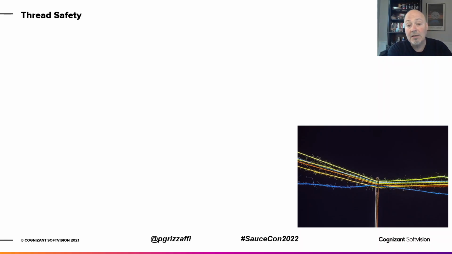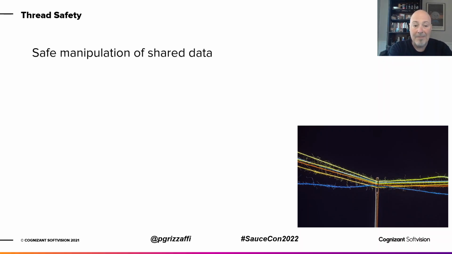So in the previous slide, I did talk about thread safety. So what is thread safety? It's basically a safe manipulation of shared resources, and generally it's shared data. Because even if you're dealing with a shared resource, you're either putting data onto it or getting data from it. Getting data from it is usually not a big deal.